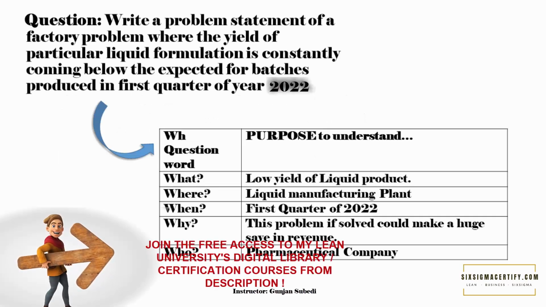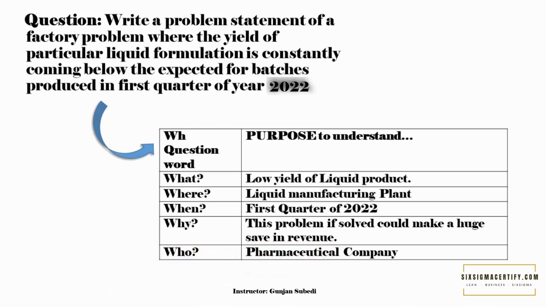Where is this problem occurring? In the liquid manufacturing plant. When did the problem occur? The problem occurred in the first quarter of the year 2022. Why is it necessary to solve the problem? Because if this problem is solved, that could make a huge saving in the revenue. And who is affected by this problem? The pharmaceutical company is affected by the problem.